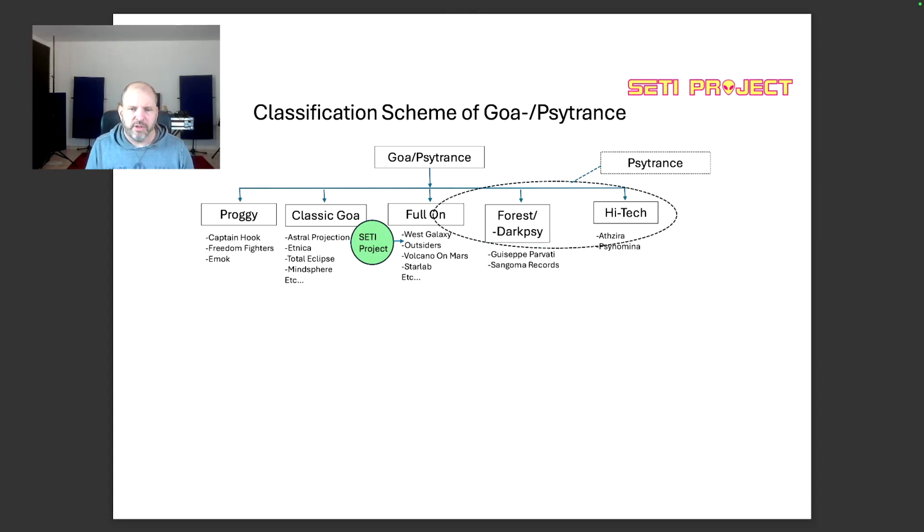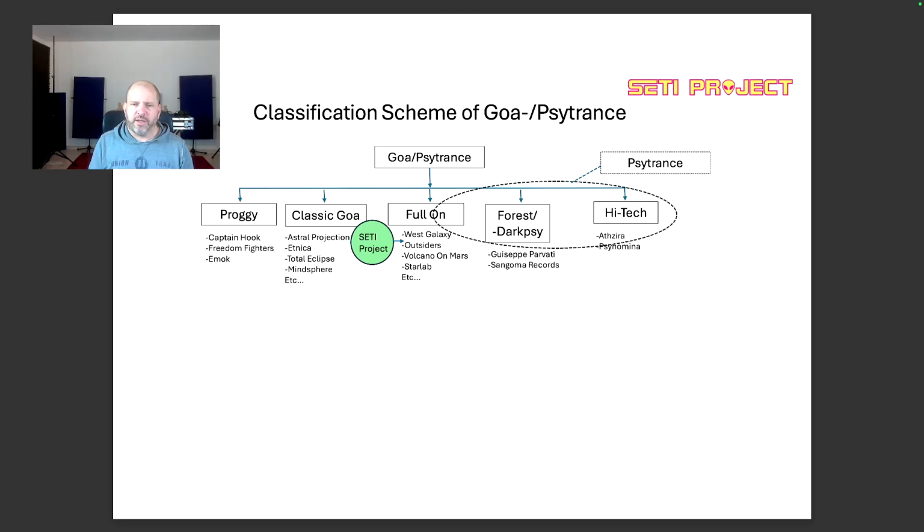I also named some artists in these categories that I perceive to be part of them. Like proggy: Captain Hook, Freedom Fighters, Amok. And classic Goa: clearly Astral Projection, Ethnica, Total Eclipse, Mindsphere, etc. These are only examples which came to my mind. It's no specific order, you know. And full on: West Galaxy, Outsiders, Volcano Masks, and Starlab.